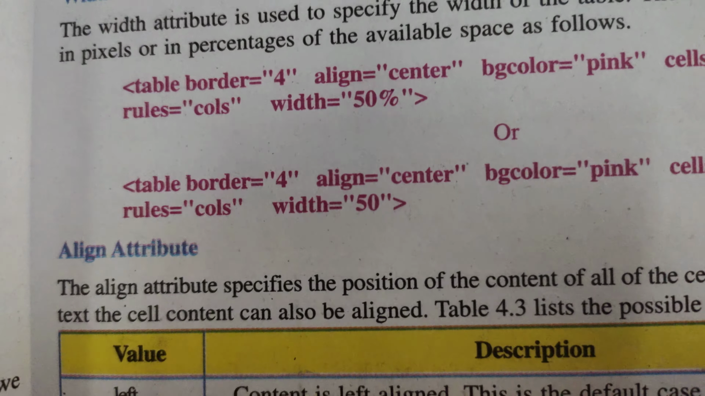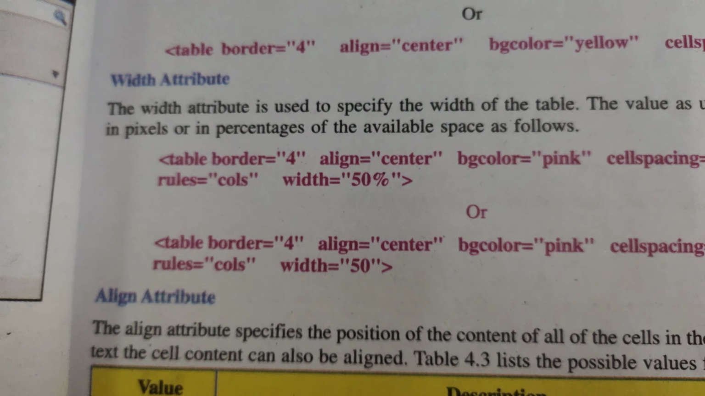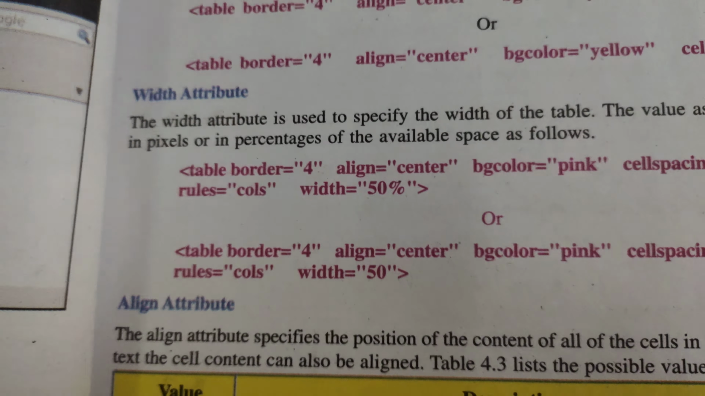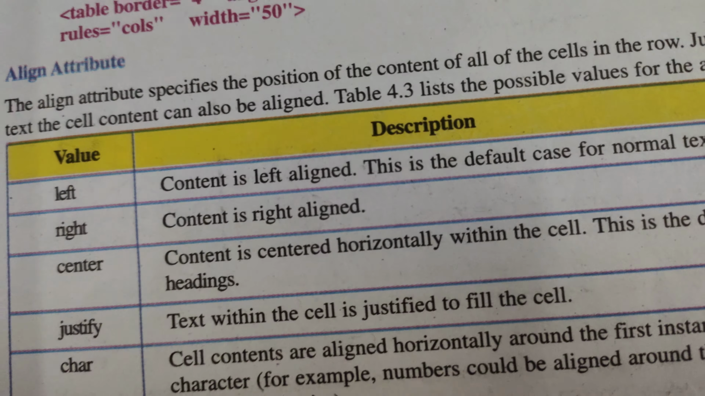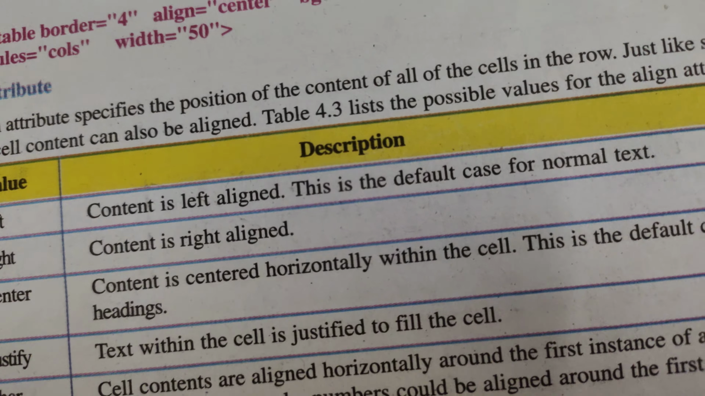The align attribute: I told you, whether you want it from the left side, from the right side, or from the middle, center, whichever, that is the alignment of your table. Align is of 5 types: left, right, center, justify, char. Left is from the left side, right from the right side. Center means in the middle, so content is centered horizontally within the cell. This is the default case for headings. The center is the default case.